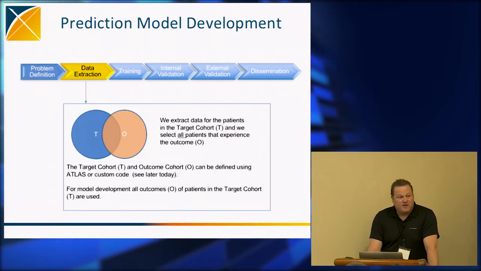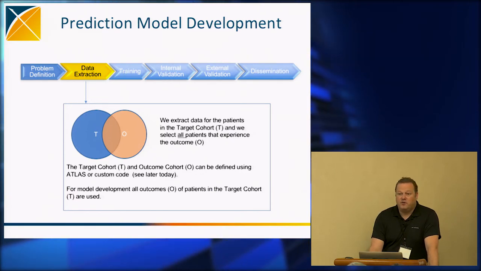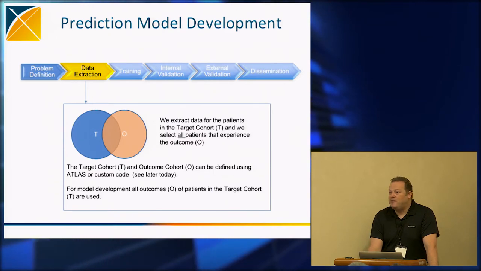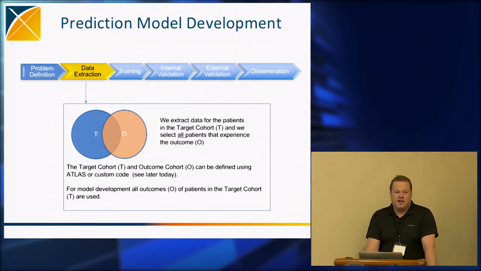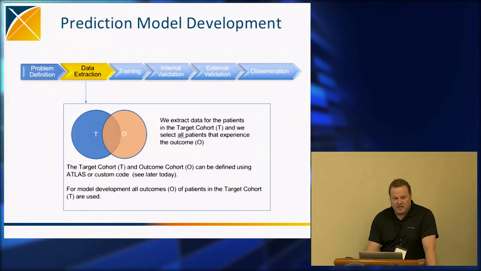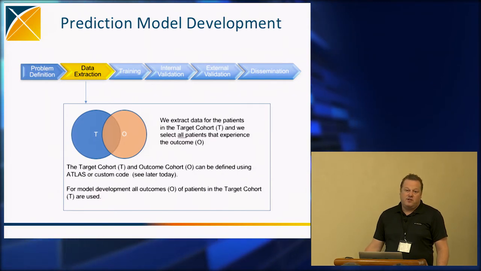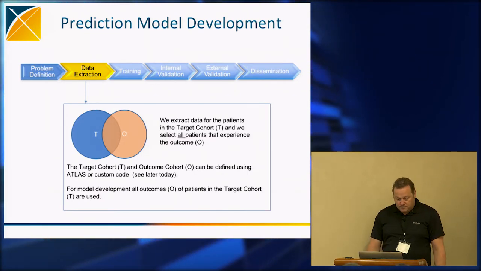Then we have the data extraction step. So once we defined that we want to look at patients with atrial fibrillation and predict stroke, we need to have tools to extract all the data from our CDM. And Martijn Schuemie has been working very hard on creating the feature extraction package that we will use to extract all those covariates once we have defined the cohorts.